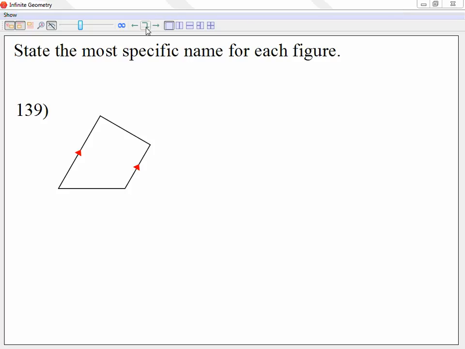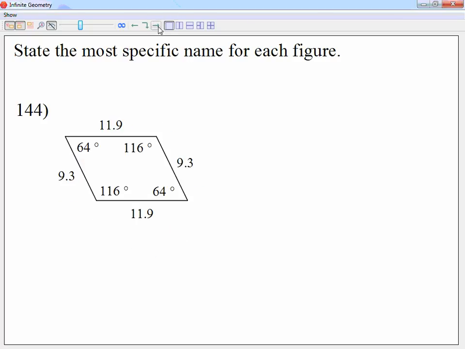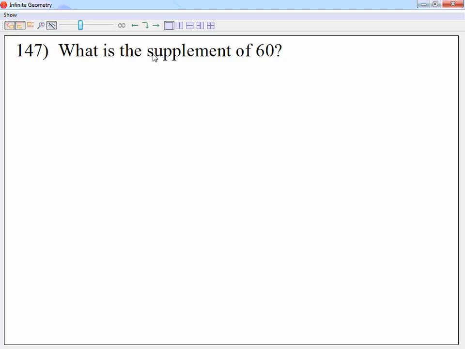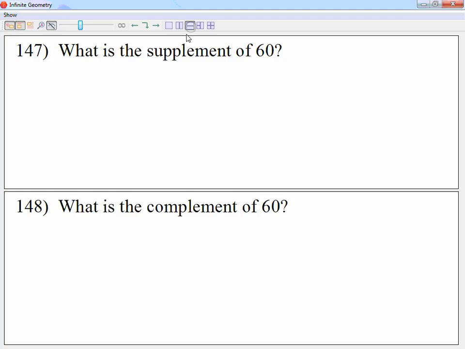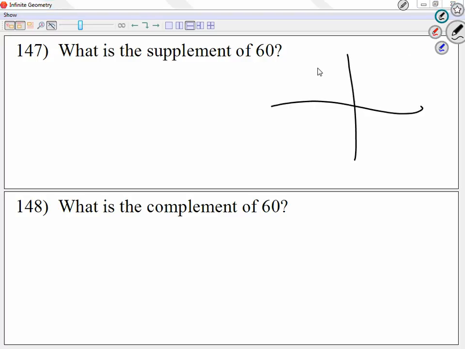Alright, now looking at 147, let me put two pictures at once. I know when I covered complement and supplement, I did a little cross for you guys, and I said put them in alphabetical order. Complement comes before supplement, right, in alphabetical order. I know these two are dealing with 90s and 180s. Put them in numerical order, so 90 and then 180.